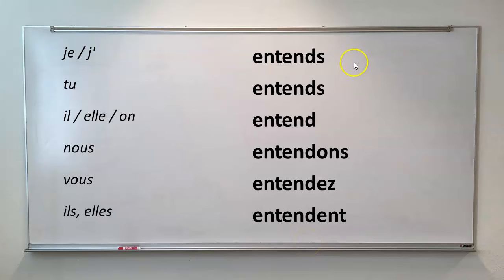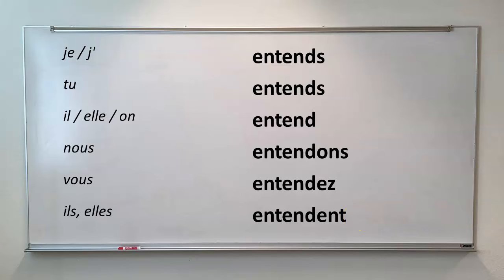Let's go over the pronunciation once more. J'entends, tu entends, il entend, elle entend, on entend, nous entendons, vous entendez, ils entendent, elles entendent. Notice the difference in pronunciation from the first three here to the last three. Entend, entend, entend, entendons, entendez, entendent.